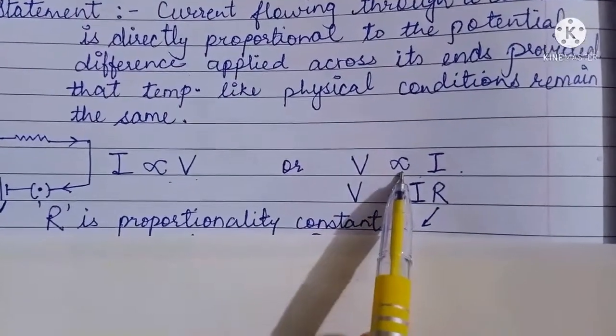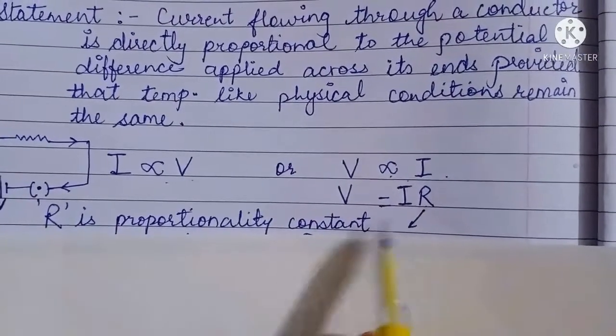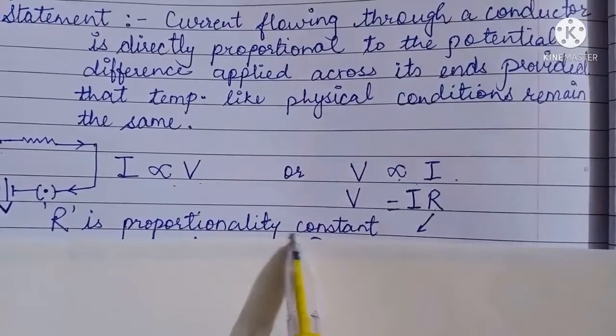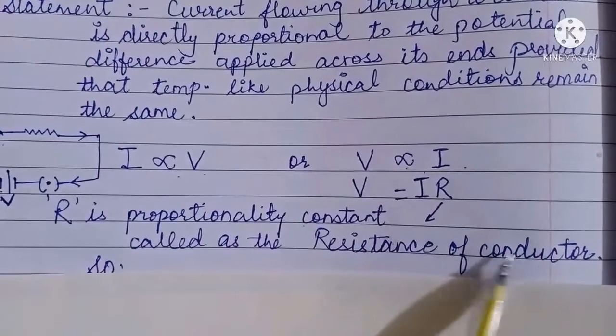Now, replacing this proportionality with equality, we need to introduce a constant. So R is the constant of proportionality, or the proportionality constant, which is called the resistance of the conductor.